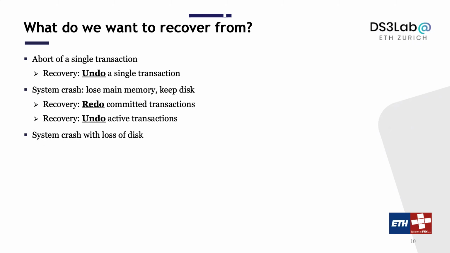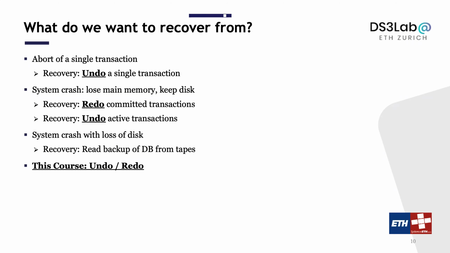There could be other types of failures. For example, I could have a system crash where I lose the whole thing. I lose my main memory, and I also lose my hard drive, because the hard drive failed. In this case, when I'm doing recovery, I need to read a backup of my data from tape or from some replica of my data. So there are different types of system failures, and different ways that you can recover from them.